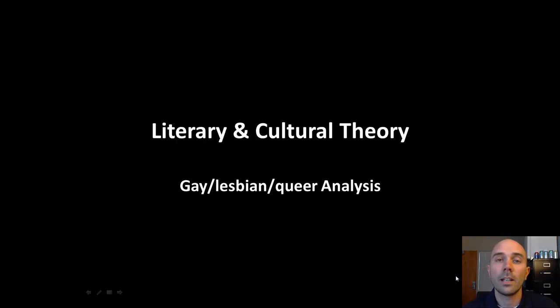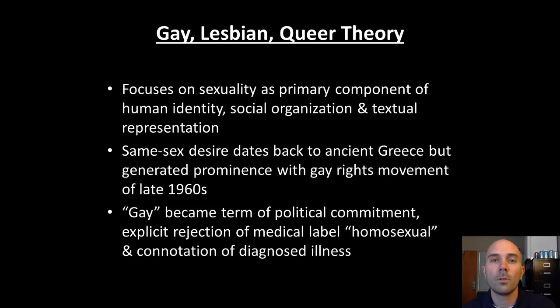Today's lecture is on gay, lesbian, queer literary analysis. So, a brief overview: gay, lesbian, queer theory focuses specifically on sexuality as a primary component of human identity, social organization, and textual representation. As opposed to some of the other theories we've discussed so far, this is a social identity theory, more in the line of feminist theory.